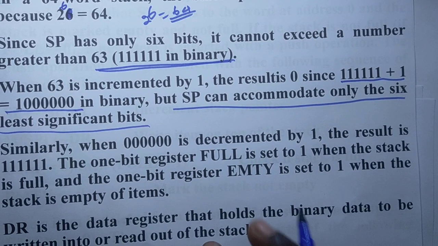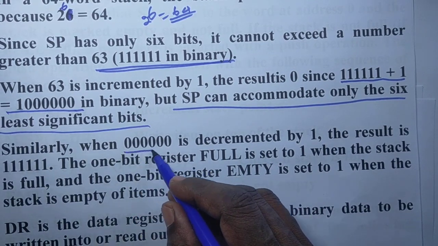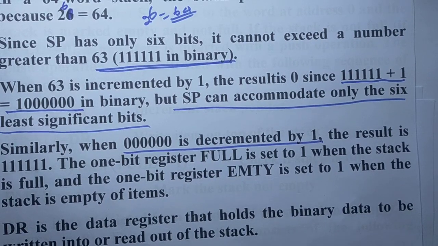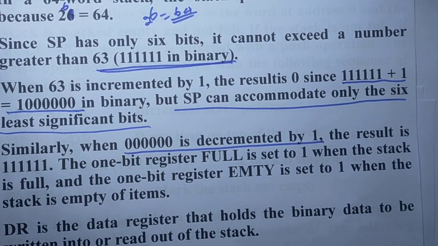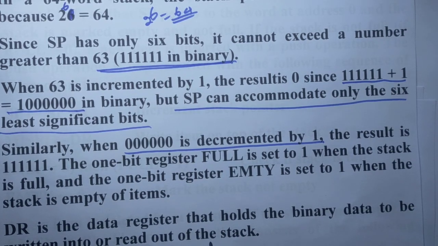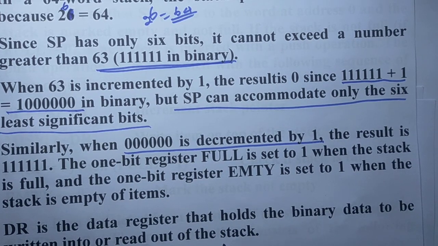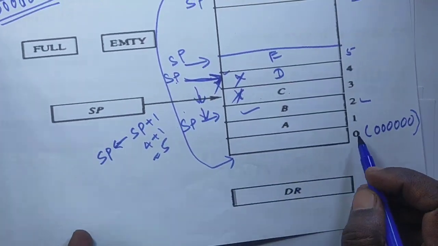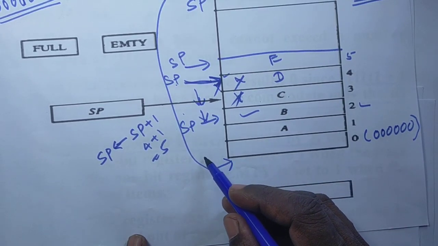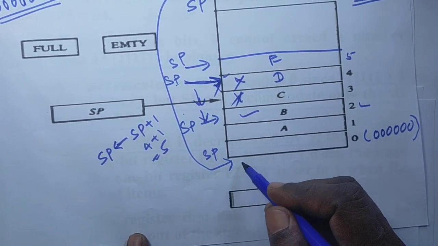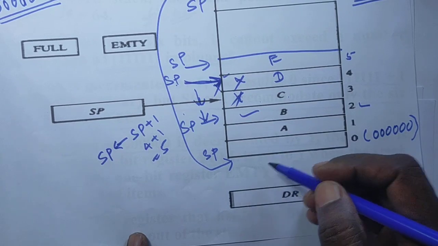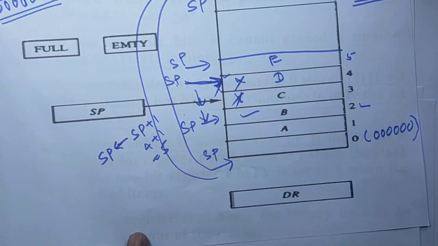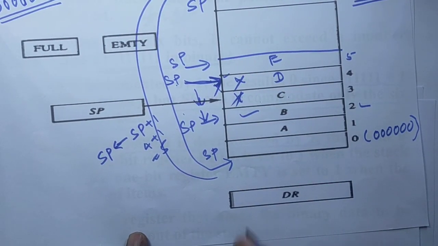Similarly, suppose SP is 0 0 0 and it is decremented by 1. In that case, what happens? We can't decrement, because there is no lower part. If we decrement, then what happens? It goes to the top again, because 0 is there.